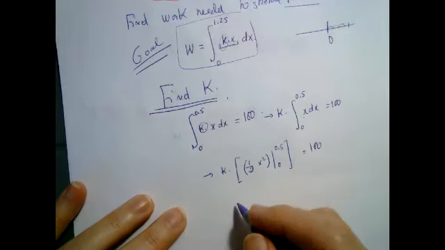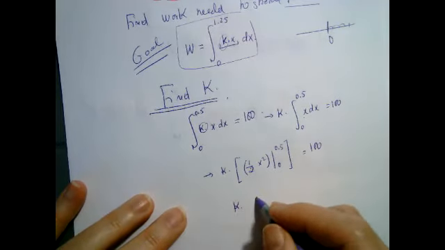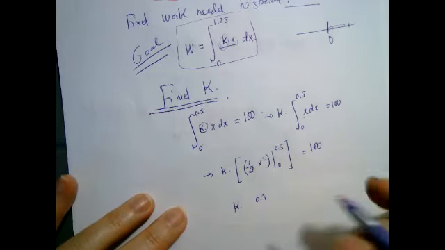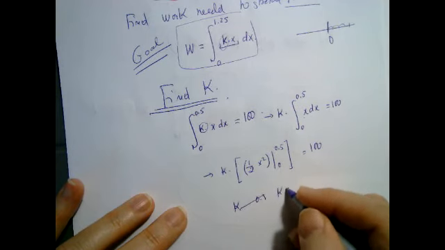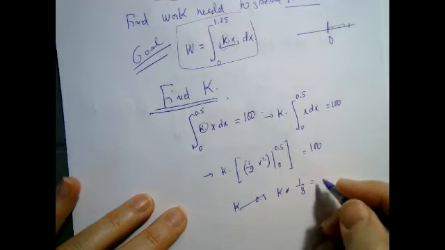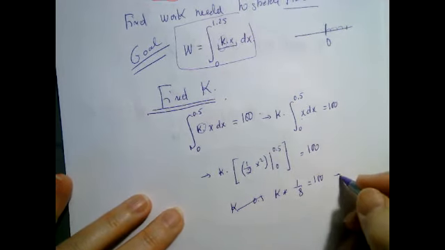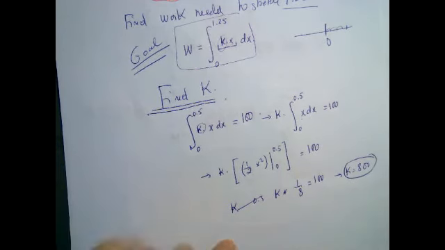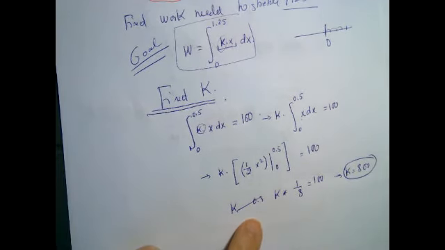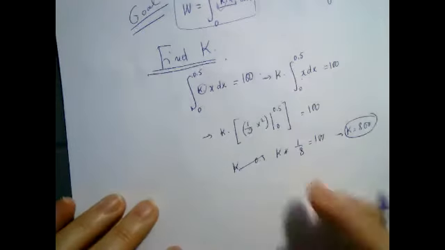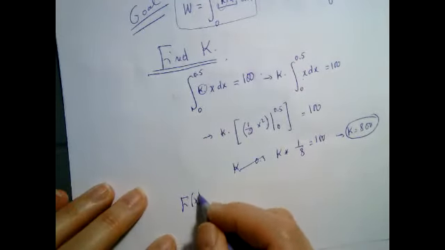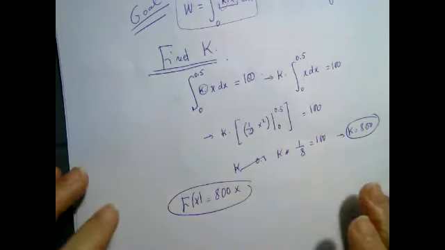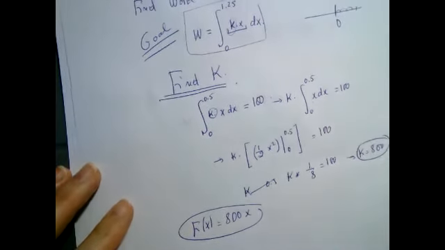So it's going to give me k times 0.5 squared, which is 1/4, times a half, so k times 1/8 is 100, which gives me that k is 800. Hopefully I didn't make any mistake. Did I do anything wrong? I hope not. So this tells me that the force is now given by the formula 800x. Now I know the force, so I can go back to answer the question.